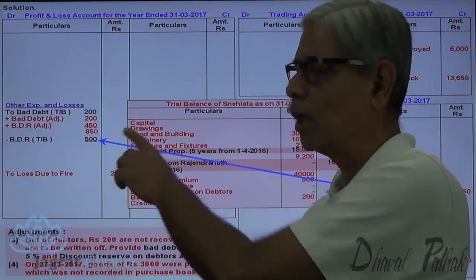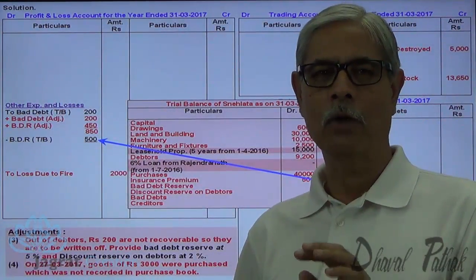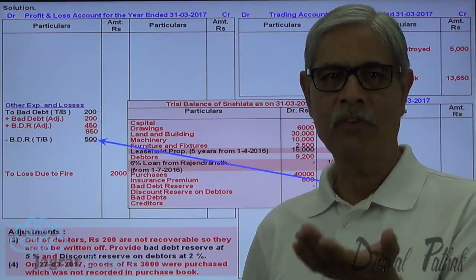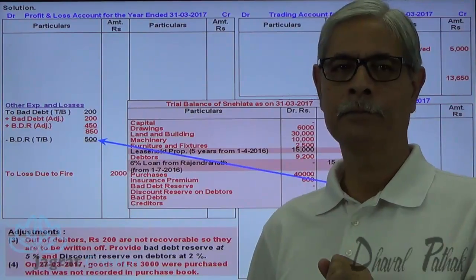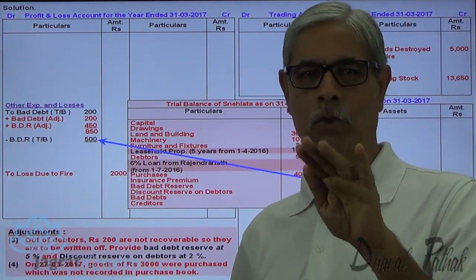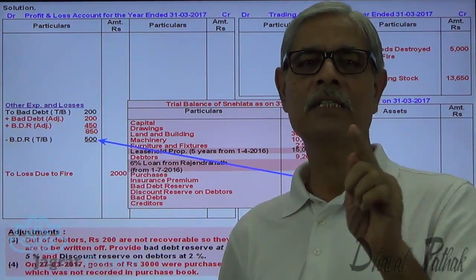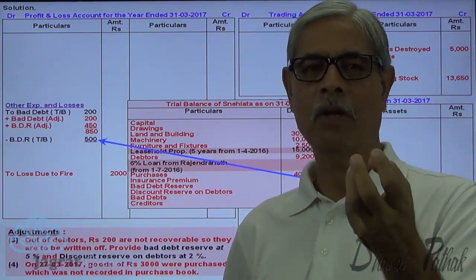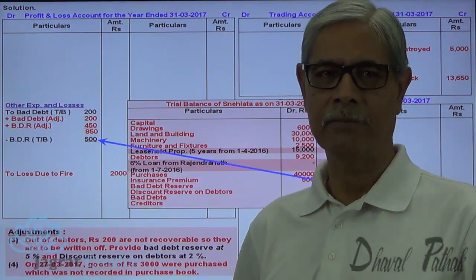Now see, I was having a reserve to meet the loss on account of bad debts, 500. So profit available to meet such loss is 500. Out of that, loss occurred during the year 200, at the end of the year 200, 400 loss occurred. How much of the appropriated profit provision is still left with me? 500 minus 400, 100 rupees are left.